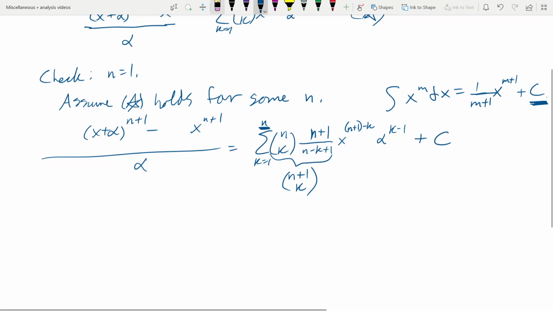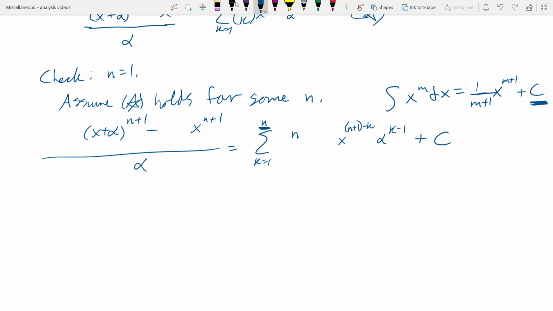I'm just going to erase this stuff and replace it with n plus 1 choose k to make things clearer. Now, we have a c here. So the question is, what would c need to be? What value of c will give us what we want?